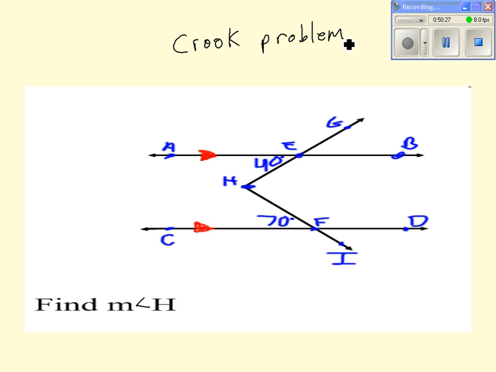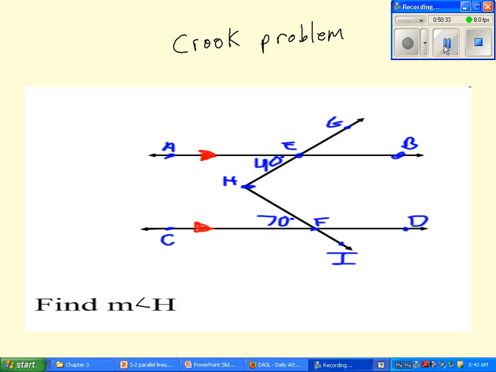What's true about the transversal? Crooked, isn't it? On this crook problem, anytime you see something like this, we can't solve it the normal way. We can't say, oh, we have alternate interior, alternate exterior. So you're going to do something special every single time you see something like this.